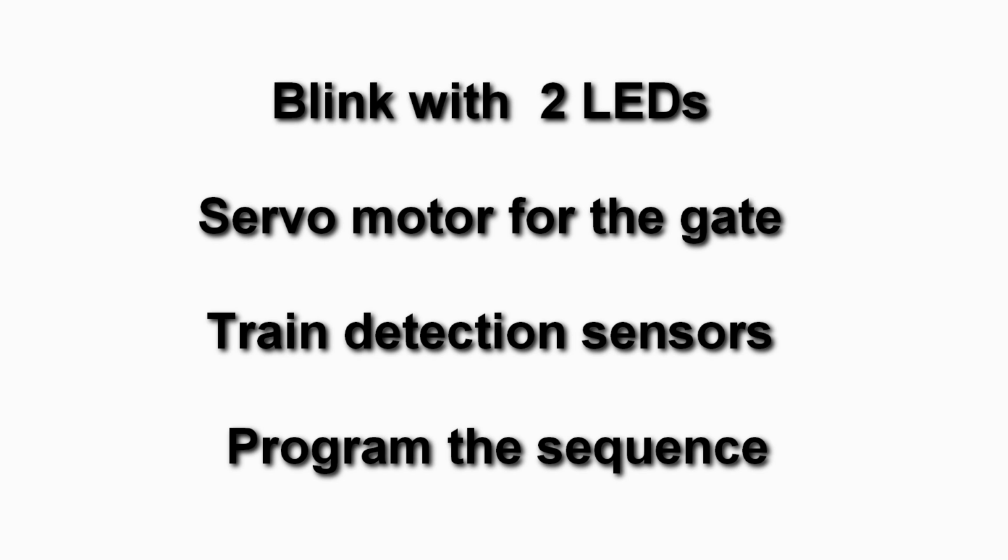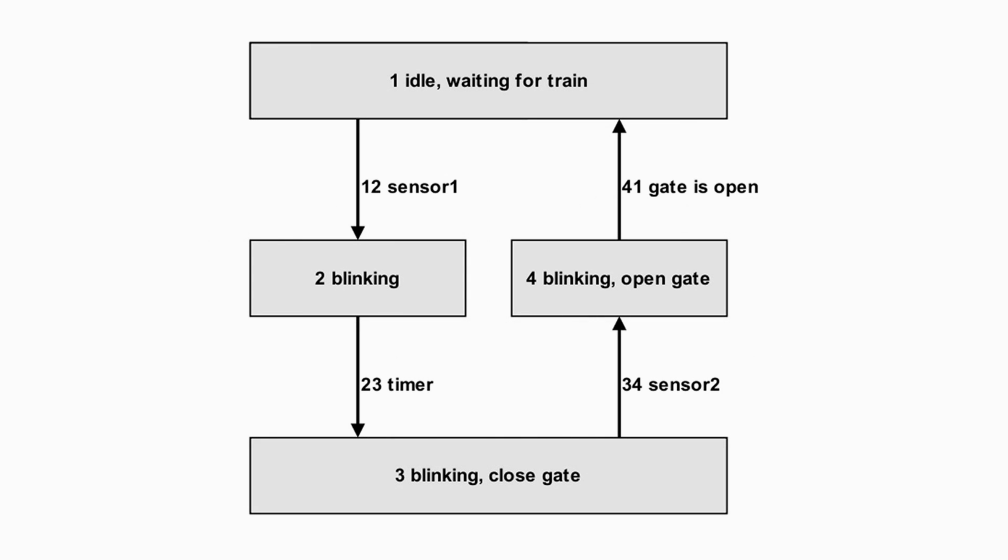How can we specify a system like this? There is a nice way to do that. It's called a state transition diagram. It's a way of specifying a system without much text needed, because we can simply follow the arrows. In state 1 we are idle. We are waiting for a train which is detected by sensor 1.